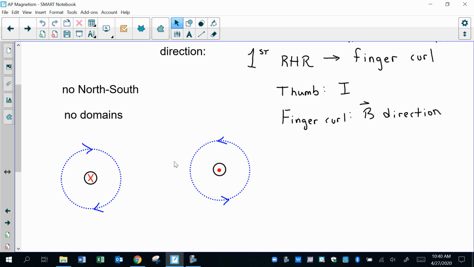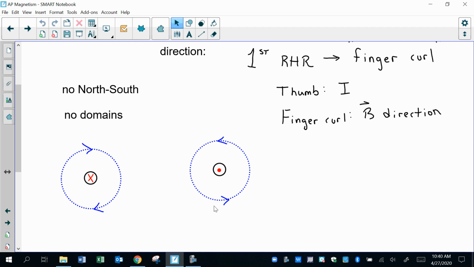And if you were to take your right hand, sorry lefty folks, it's got to be your right hand. Actually, you lefty folks have an advantage because you can continue to hold on to your pencil with your left hand, while us right-handed folks have to put our pencil down to do the first right-hand rule. First right-hand rule uses finger curl. Take your thumb, have it point in the direction of the current. Your finger curl is going to match up with the direction of your magnetic field.